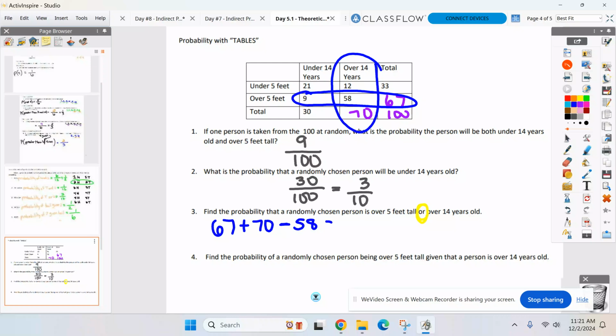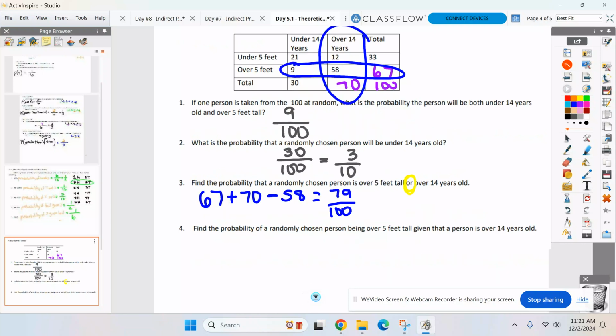So it actually ends up being, what do I got for that one? 79 out of 100? I don't think that reduces. Yes, I did. Do you see any of these? And you're ready for 4.